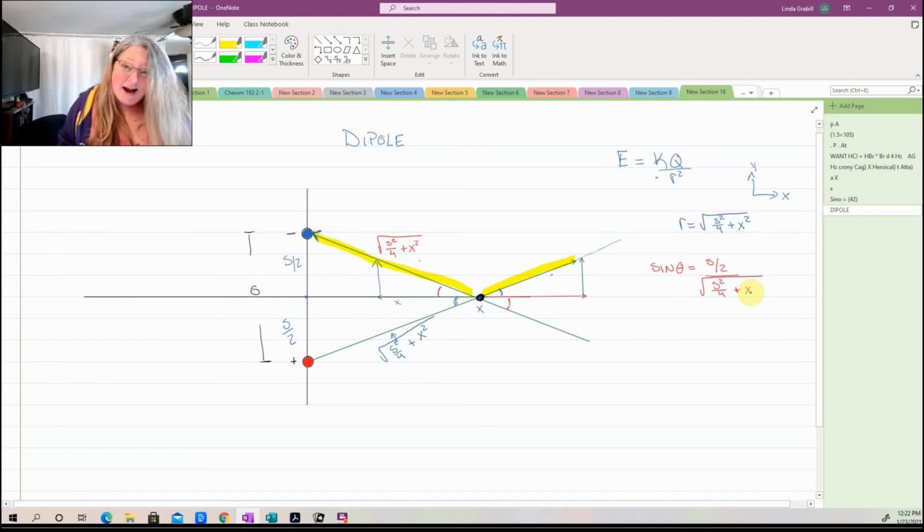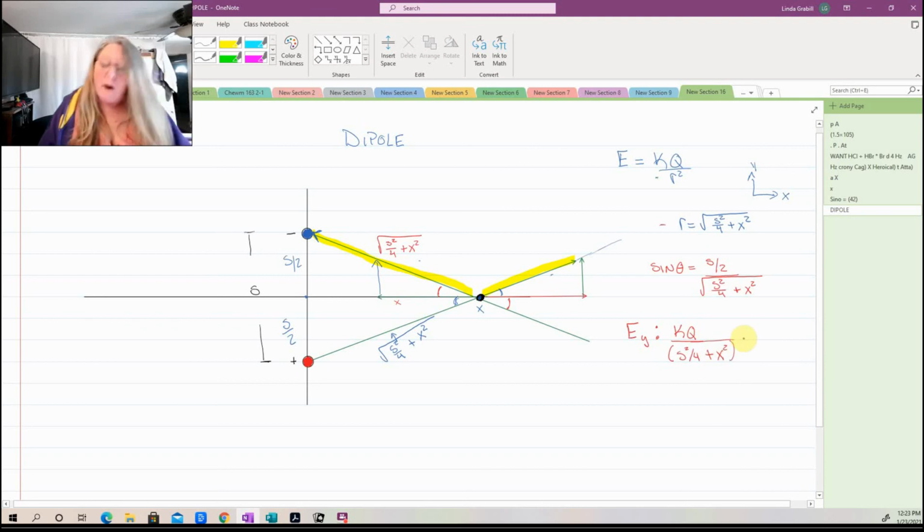Cool. I know I'm going to have two of them, so let's just focus on what's going to happen to just one of those y vectors, because we're just going to multiply it by 2 in the end. So my E in the y then, it's going to be, let's see, my kq divided by my r squared, so that's this piece squared, which is going to give me just s squared divided by 4 plus x squared. Now times the y component.